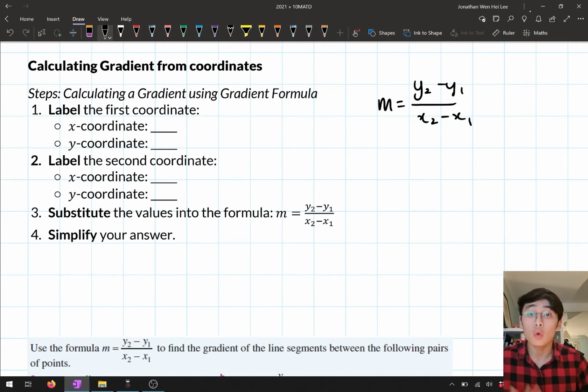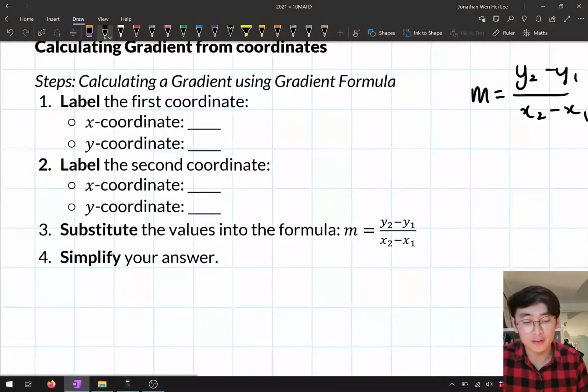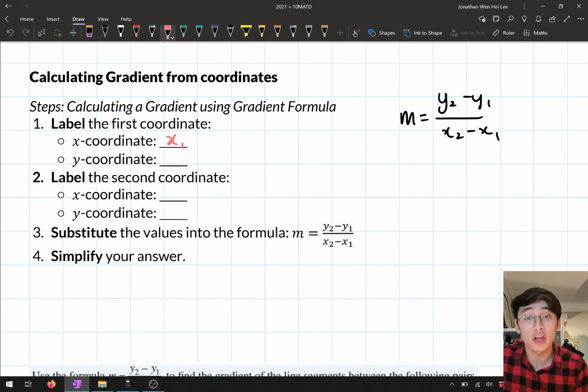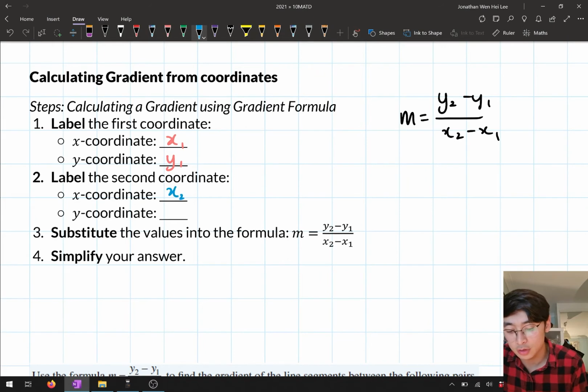The steps we're going to do: step 1, label the first coordinate. We're going to read our 2 coordinates from left to right, write down our first coordinate and label it. We're going to label the x coordinate x1, and the y coordinate y1. Then we repeat the same process with our second coordinate, but instead of writing x1 and y1, we write x2 and y2.